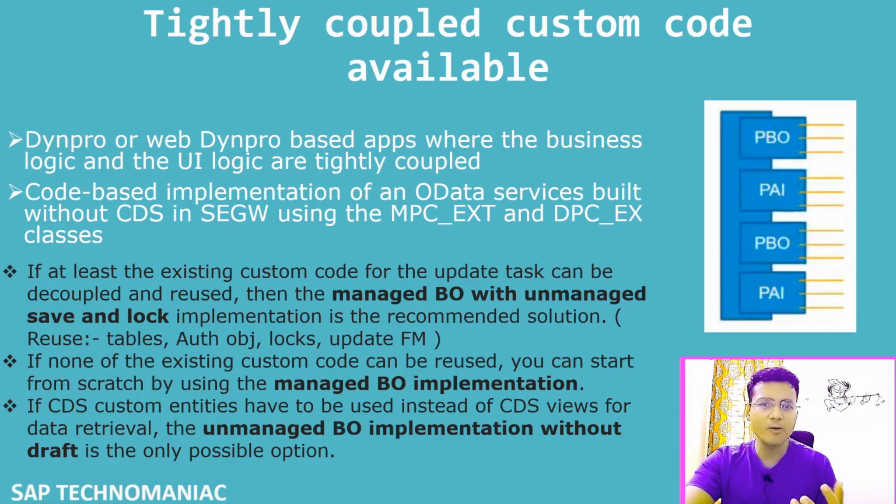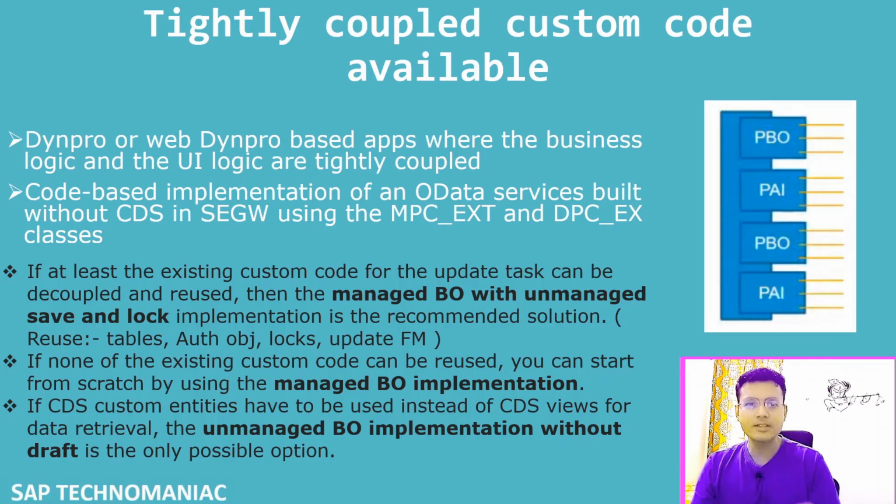Second thing, tightly coupled custom code is available. For example, we have one WebDynpro code, like VA01 sales orders, purchase orders, with create, update, delete, different screens which are tightly coupled. We put some input, then get the output, and that front end tool itself is different. We have some WebDynpro applications. Not only that, if you have created an OData service using the MPC extension and DPC extension classes, for each and every method we have written the code. We code some function modules, that is a different thing, but we have written the code to do those things. So that kind of thing is also there.